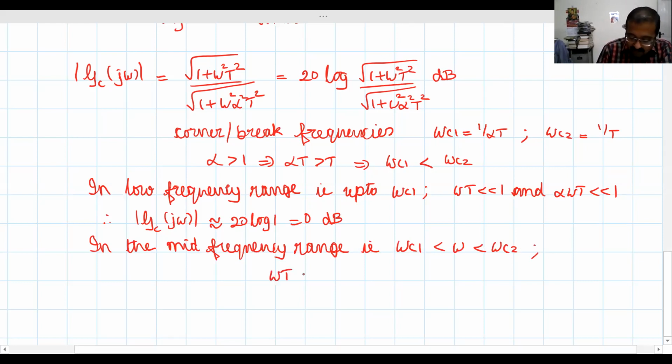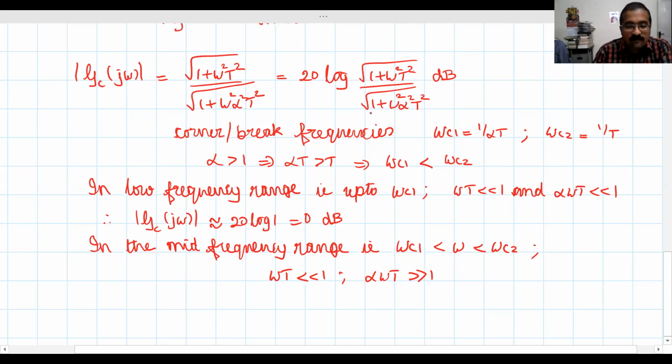Omega t will be very much less than 1, but alpha omega t will be very much greater than 1. So what does it mean? Since omega t is very much less than 1, omega square t square is negligible, so this becomes close to 0. And in the denominator, 1 is negligible. Why? Because alpha omega t is very much greater than 1. Say, for example, alpha omega is equal to 1000. So alpha square omega square will be 1000 square.